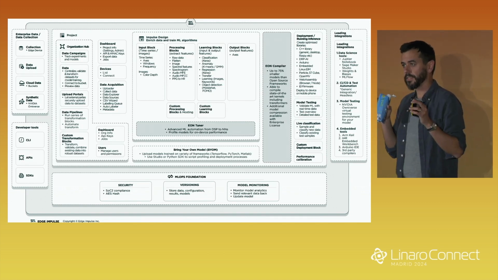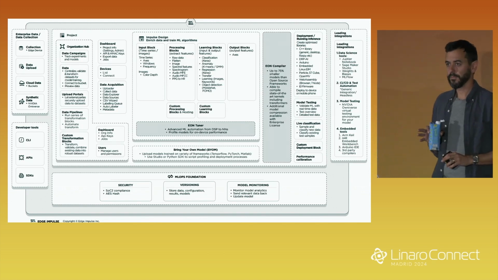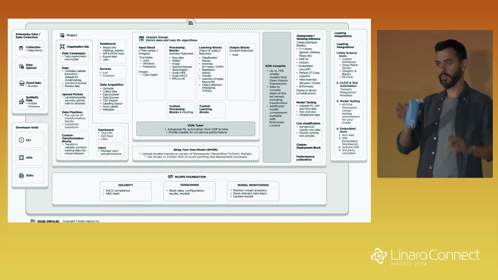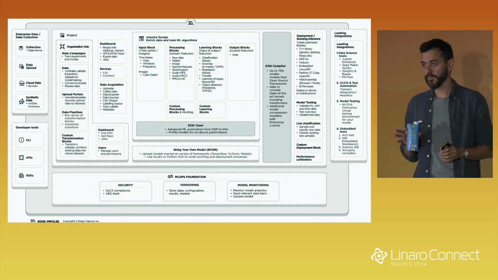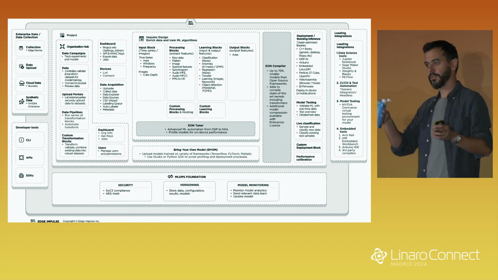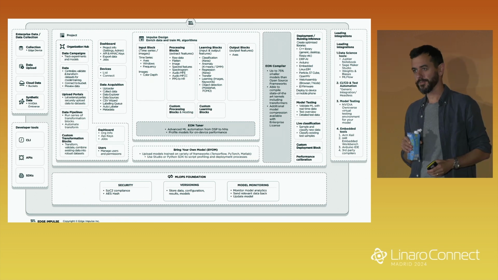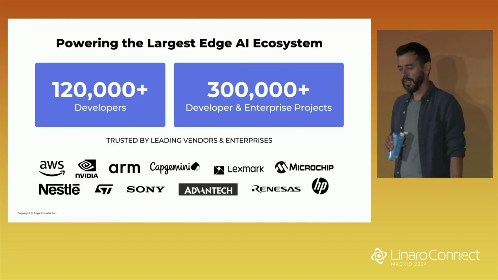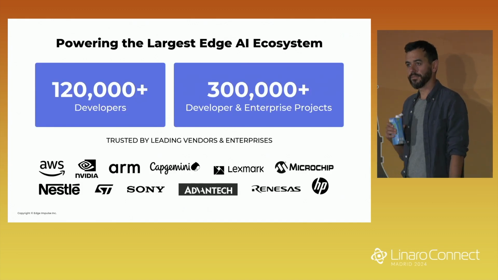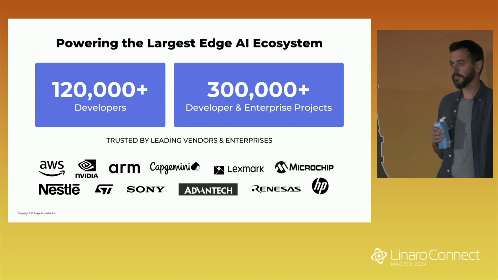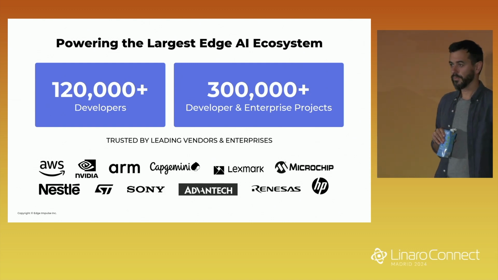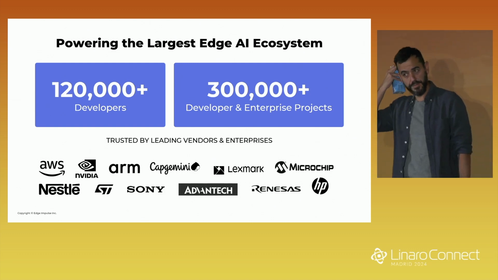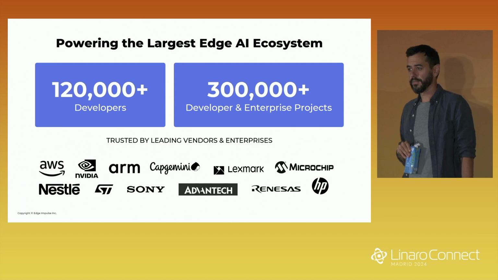This is a quick screenshot of our platform of Edge Impulse. This is all we do. So I think that we can call ourselves a platform. We take you from point A to point B. We offer all the tools necessary. We currently have around 120,000 developers and 300,000 projects. We collaborate with a lot of brands in the sector. We have a lot of silicon partners.